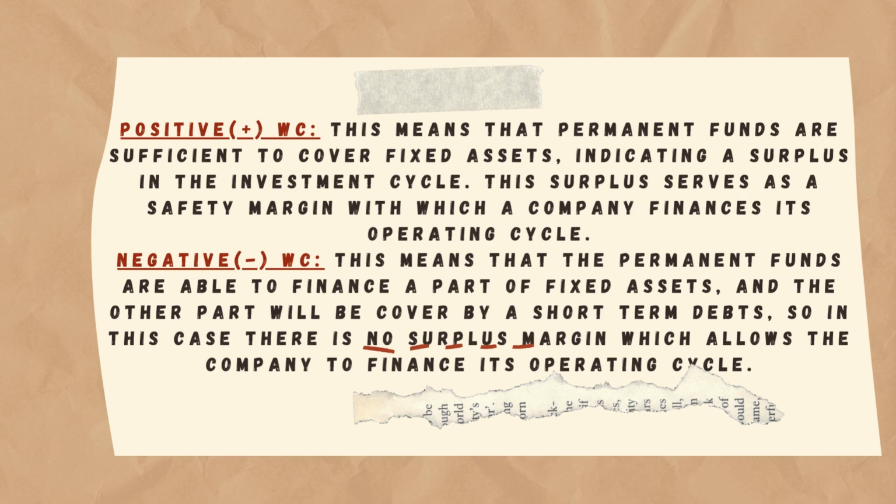However, a negative WC means that the permanent funds are able to finance only a part of the fixed assets, and the other part will be covered by short-term debts. So in this case, there is no surplus margin which allows the company to finance its operating cycle.